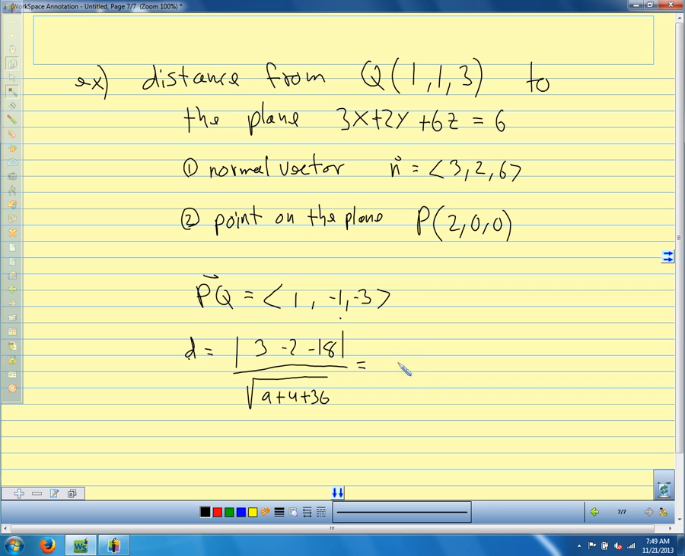So this comes out to 17 over 7. So the distance from that point to that plane is 17/7 of a unit. And the plane is kind of nice because dot products are much easier to calculate than cross products. Usually the arithmetic is easier. Today, not so much.